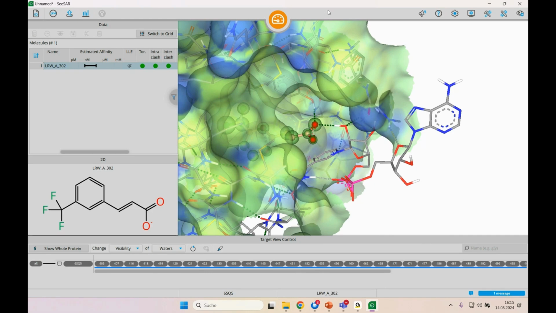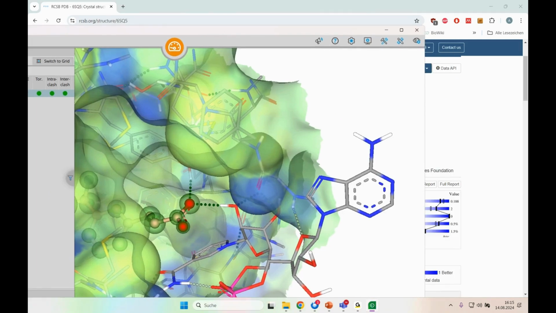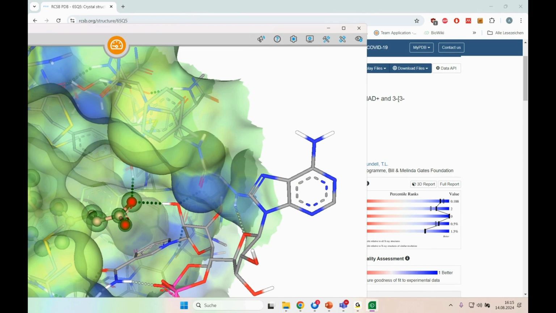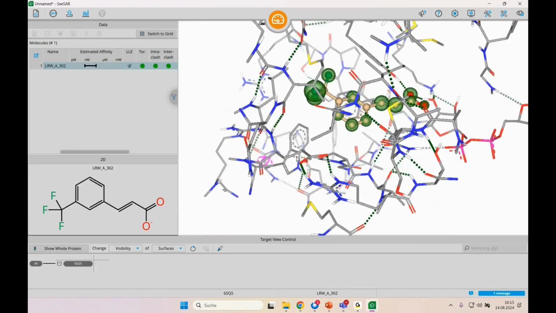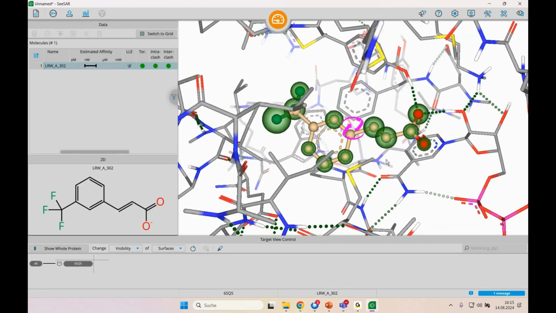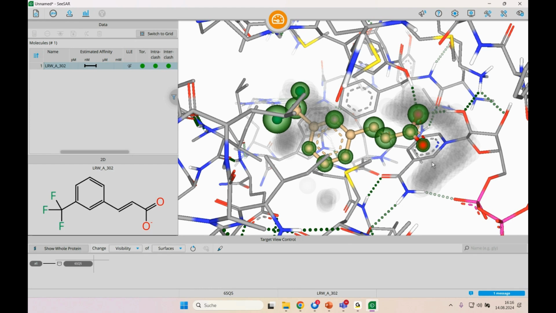If I would look at the molecule with pen and paper, obviously I would switch off the surface for a moment. We'll see in a moment why I'm doing this. The first question would be, where is space to modify something? So I will turn on the unoccupied space feature, which shows me areas within the binding site not yet covered by the ligand itself. You can see the very hint of some grayish area here, and this indicates that there is enough space to place a fluorine atom in this region.